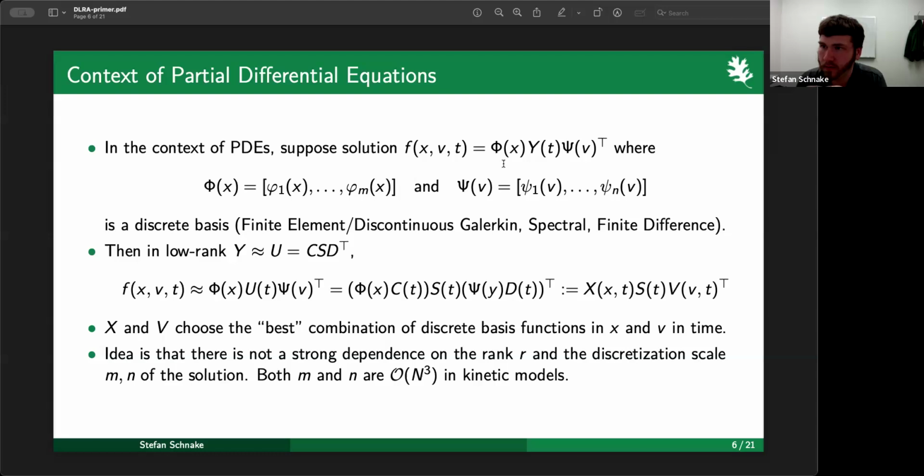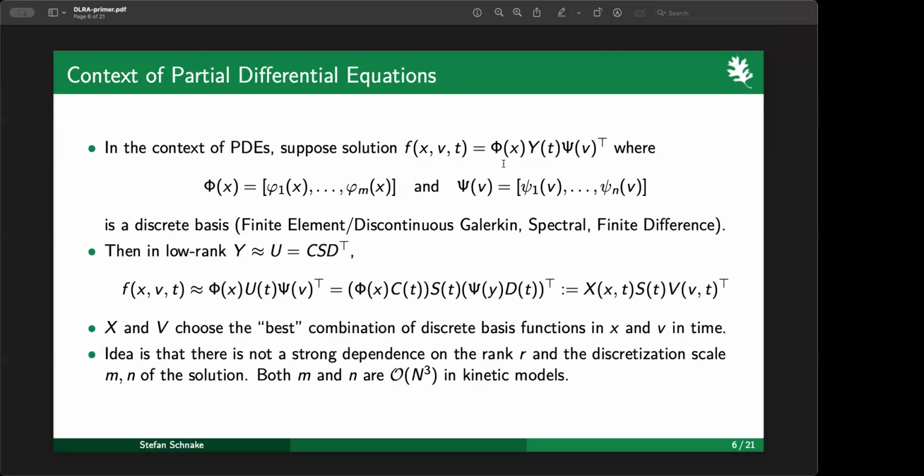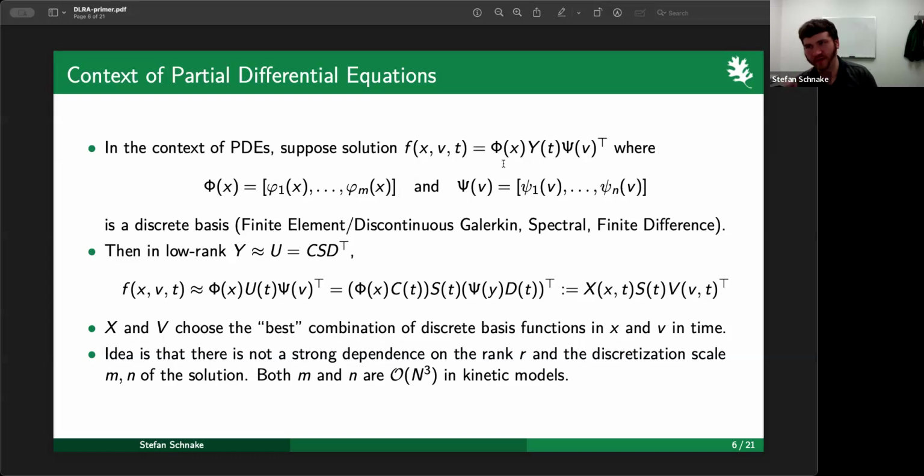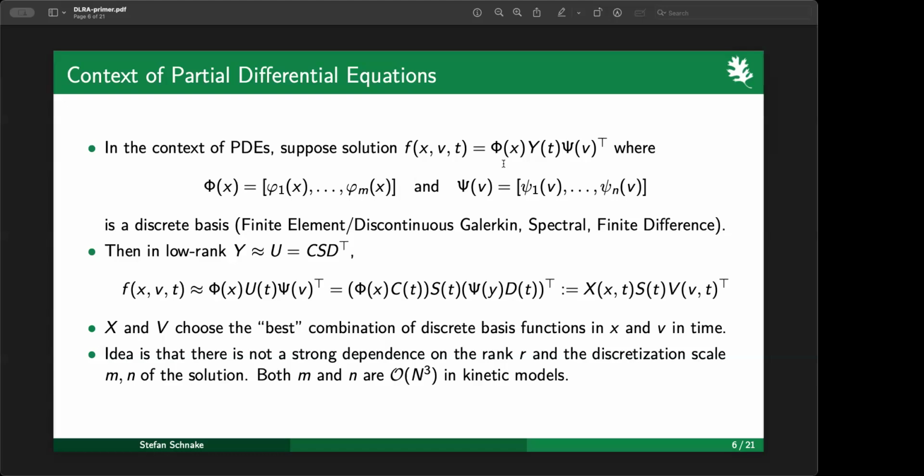Yes. So why is your basis not time dependent anymore? Can I postpone that for a minute? Okay, fine. Okay, yes.